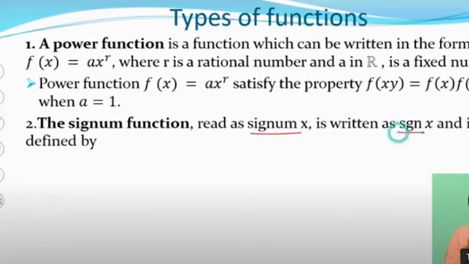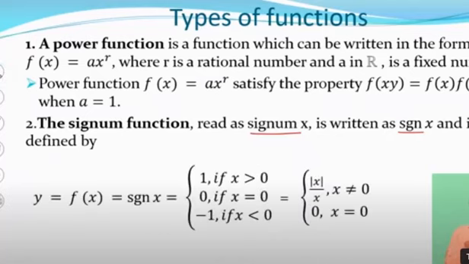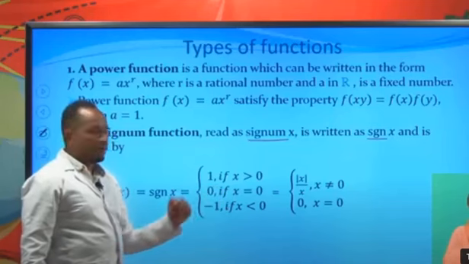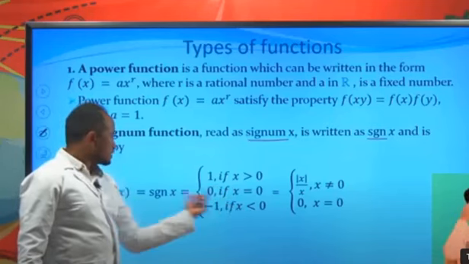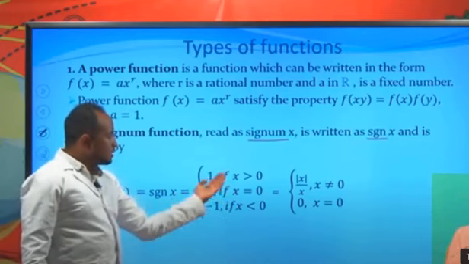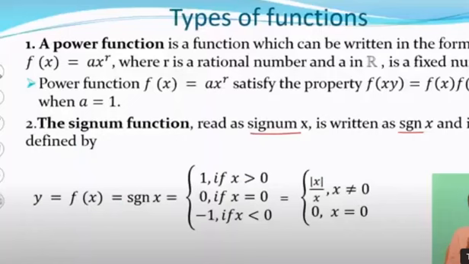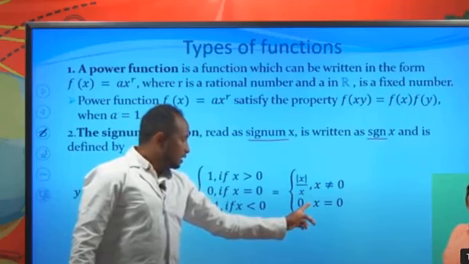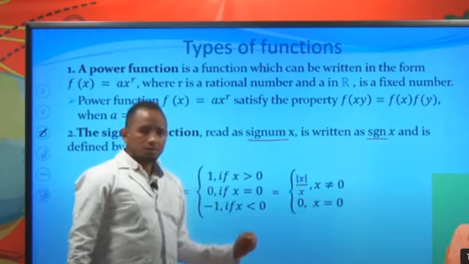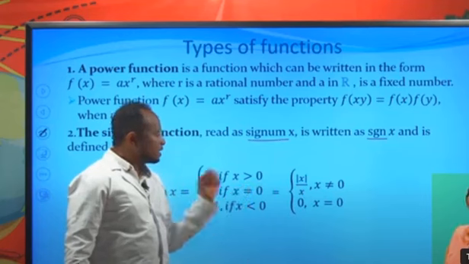Now the sign function, it's read as sign of x. It's written as sgn x, and it is defined simply as 1 for positive numbers, 0 for 0, and negative 1 for negative numbers. This is equivalently written as absolute value of x over x for x different from 0. Absolute value of x over x gives you 1 for positive numbers, negative 1 for negative numbers, and in addition we have 0 for x equal to 0. Therefore these two are equivalent.